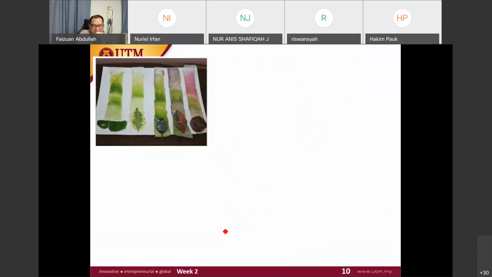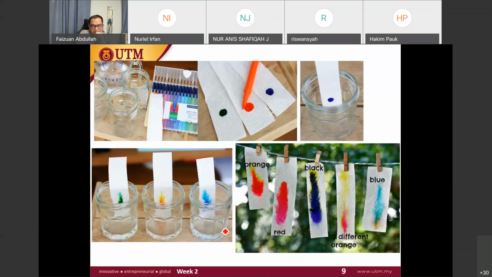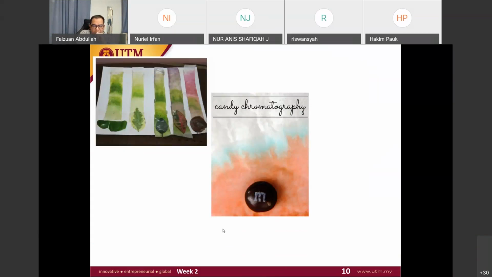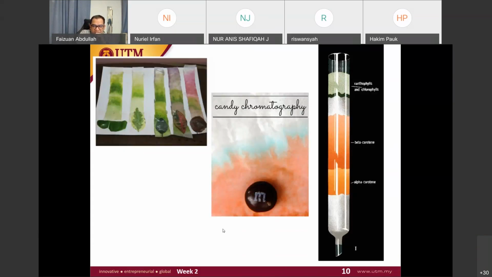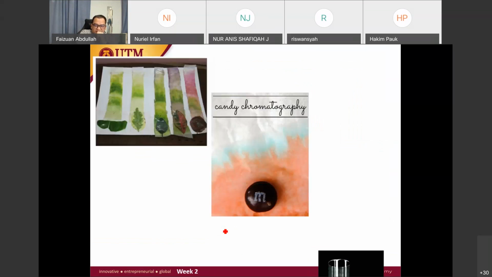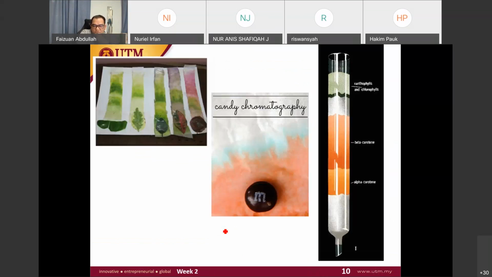Okay, right. This is the synthetic coloring agent from the marker pen, and this one is the organic, from the leaves that have color or the fruits. This is from the M&M. Candy chromatography, call it that and make it by yourself. You can choose candy, leaf, or any synthetic, but please don't only use this. Please be creative, and send me the photo with your own selfie.